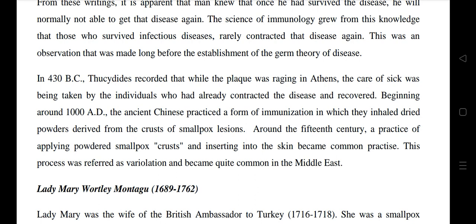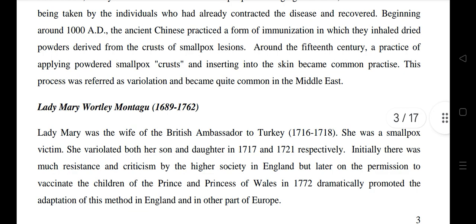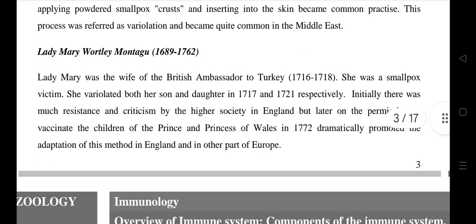Beginning around 1000 AD, the ancient Chinese practiced a form of immunization in which they inhaled dried powders derived from the crusts of smallpox lesions. Around the 15th century, a practice of applying powdered smallpox crusts and inserting them into the skin became common. This process was referred to as variolation and became quite common in the Middle East. Variolation, don't forget that.